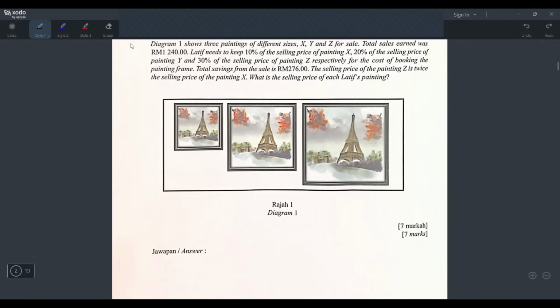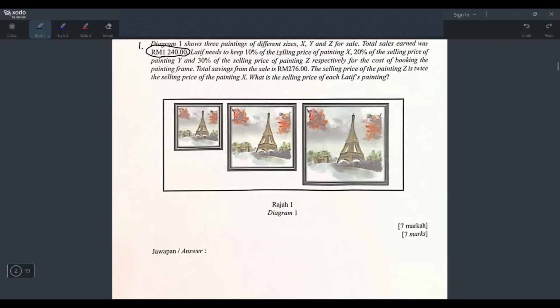I'll read the English part. Diagram 1 shows three paintings of different size, X, Y, and Z for sale. The total sales earned was 1,240 ringgit. If you think logically, if the size of the painting is different, of course the price is going to be different. If it's bigger, it will be more expensive. So these three paintings definitely don't have the same price, because they have different size. So the total sale earned is 1240.